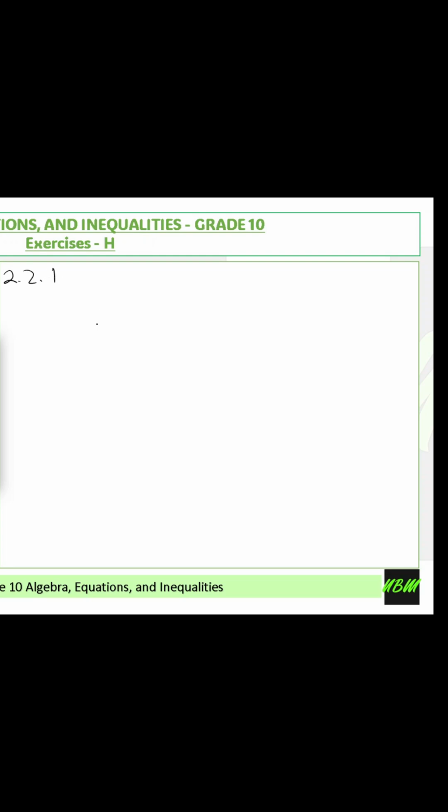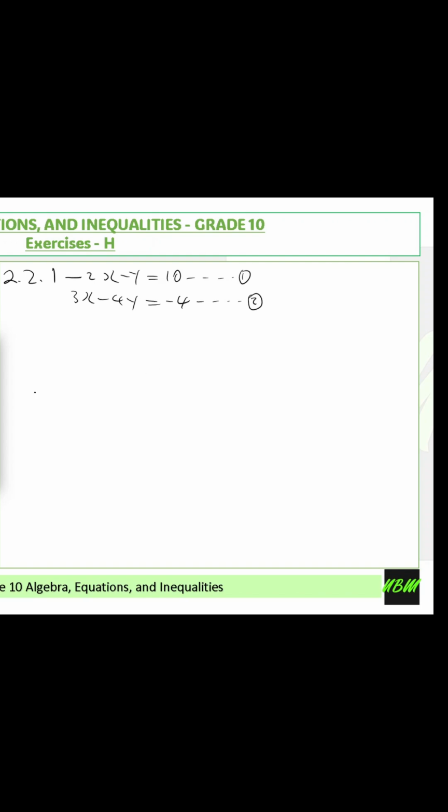2.2.1. We have to solve the two equations simultaneously. We have -2x - y = 10. We will label it our equation 1, and we have 3x - 4y = -4, and we will label this our equation 2.